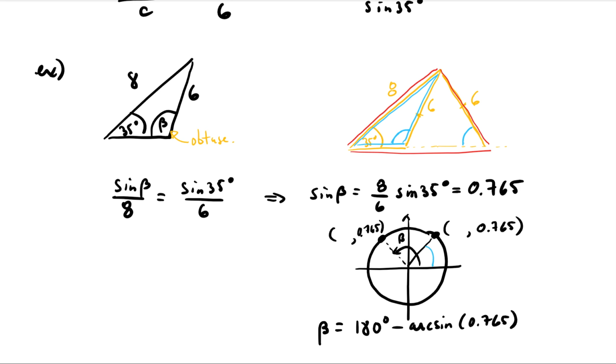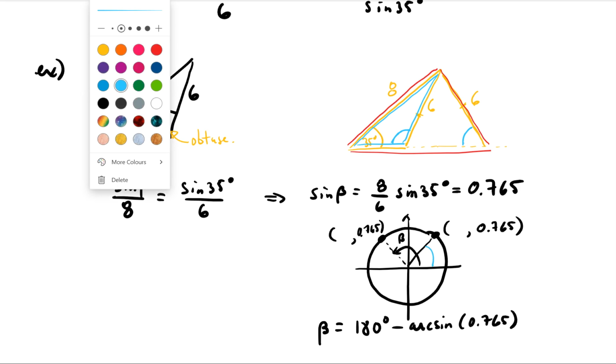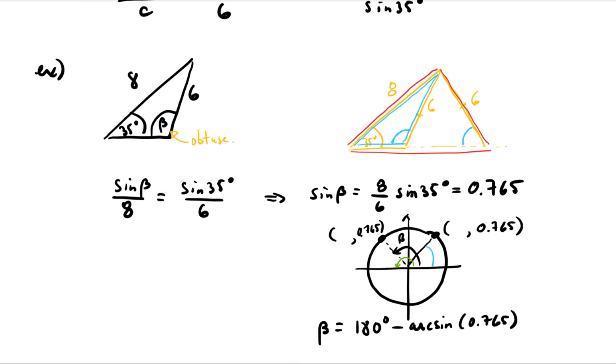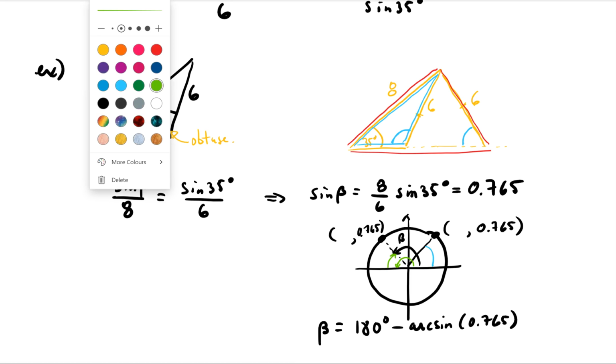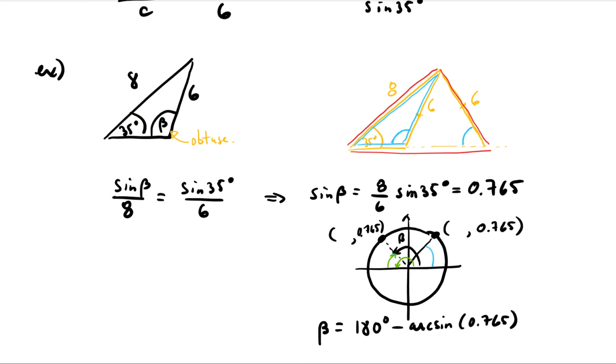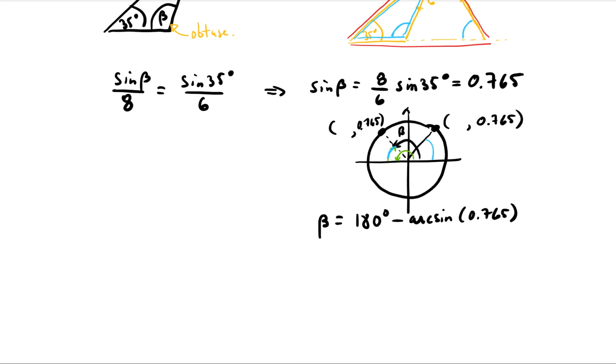Doing so, we're doing 180 degrees, but then we subtract the arcsine, the angle in blue that we just found, by taking the arcsine of 0.765. So that gives us something different, approximately 130.1 degrees, and it makes sense, it's obtuse. And then I can keep going now.